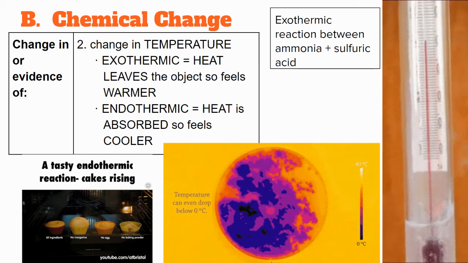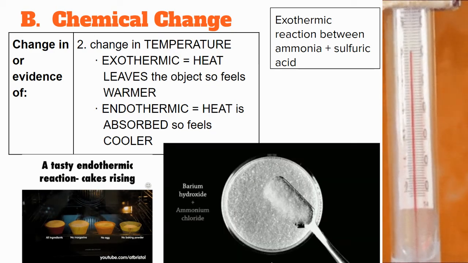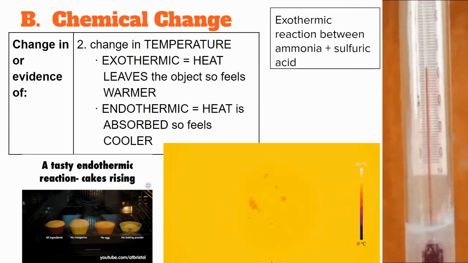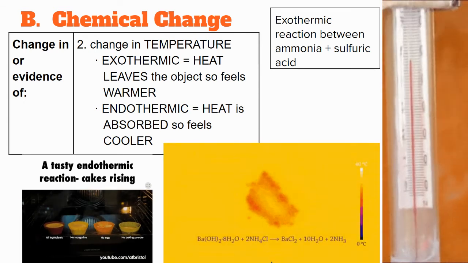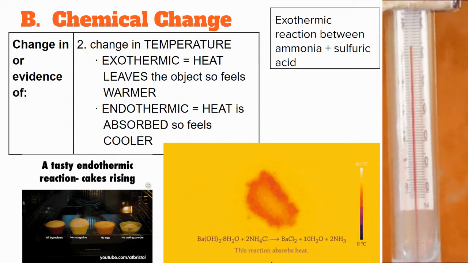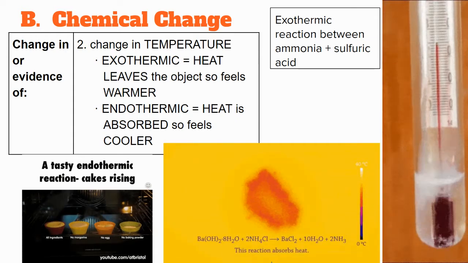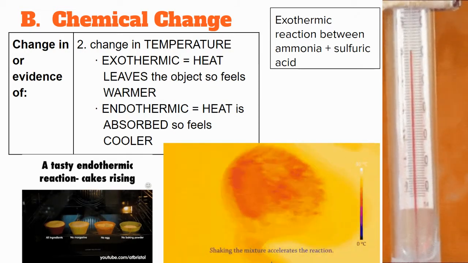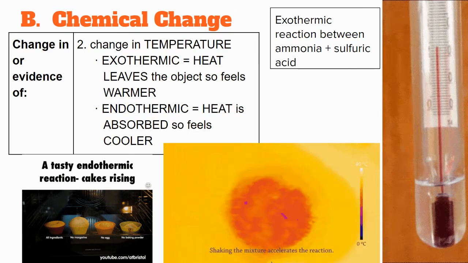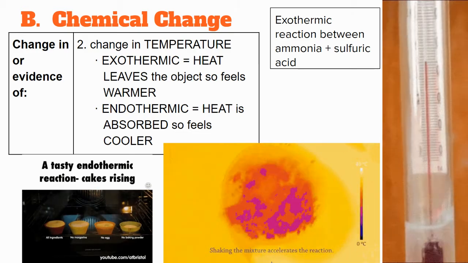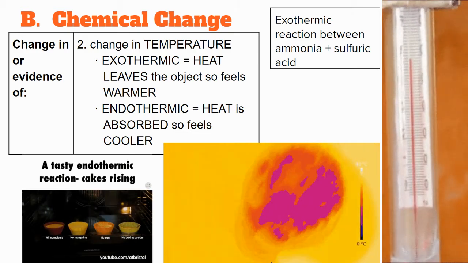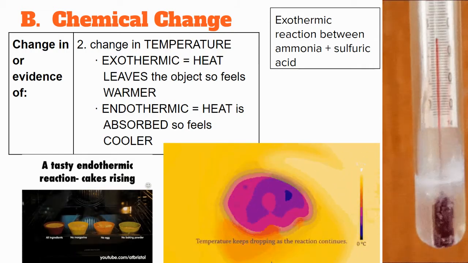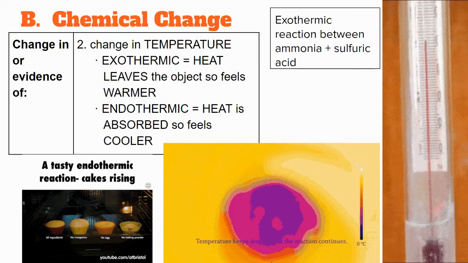Also, we can see a change in temperature. That's telling us that some sort of energy change has occurred. We can have two types of things happen. We can have either an exothermic reaction where heat leaves the object so that it feels warmer, or an endothermic reaction where heat is absorbed so it feels cooler. An exothermic reaction, again, heat is leaving, think of it like an exit. Heat is exiting that system, something like we see with the thermometer on the right-hand side.